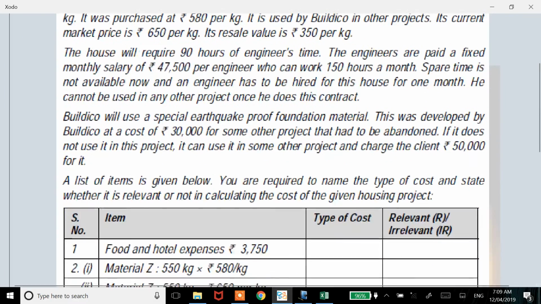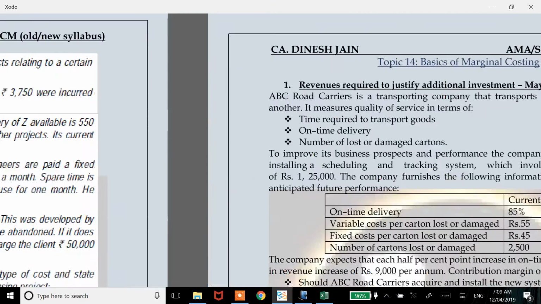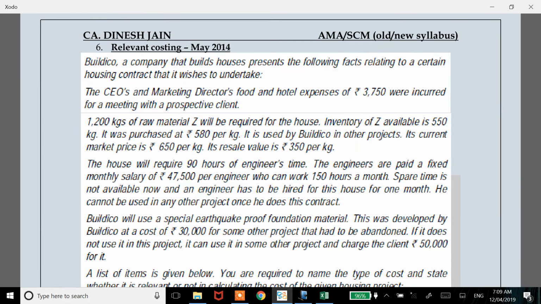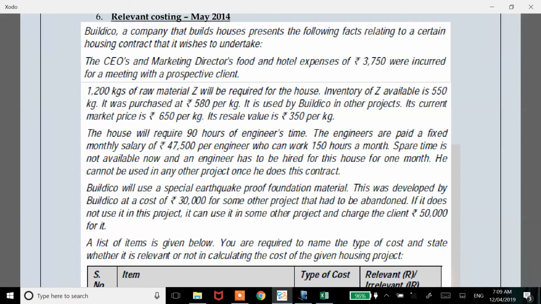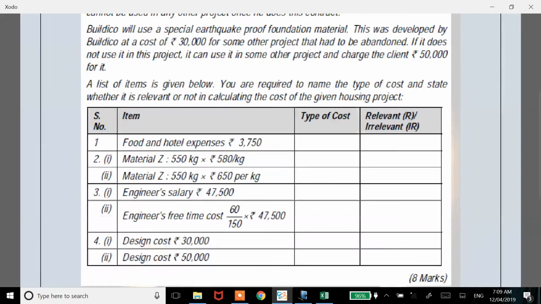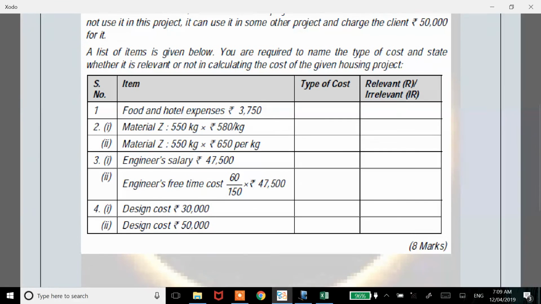Let's do this question. Question 6. This had come for 8 marks. We'll have to fill the table which is below there. So I'll focus more on whether it's relevant or irrelevant. Type of cost, we'll write it, but that categorization can change based on assumption also. There are multiple categorizations which are possible.